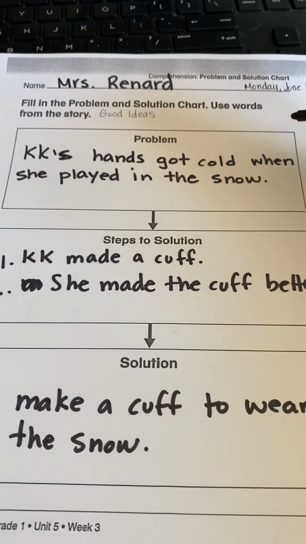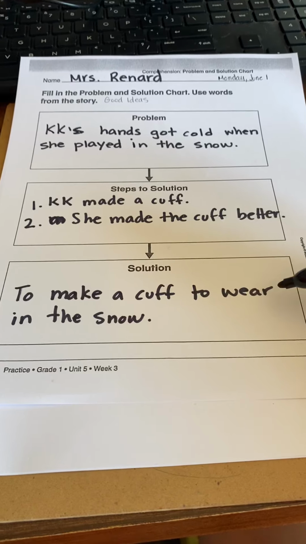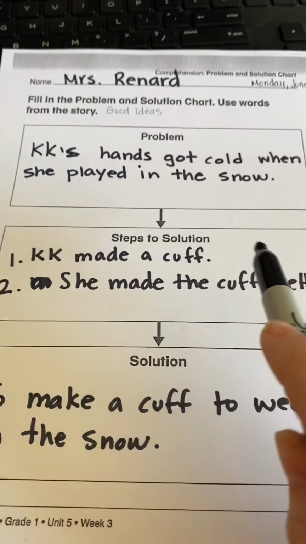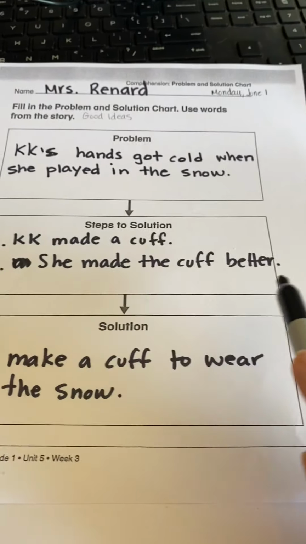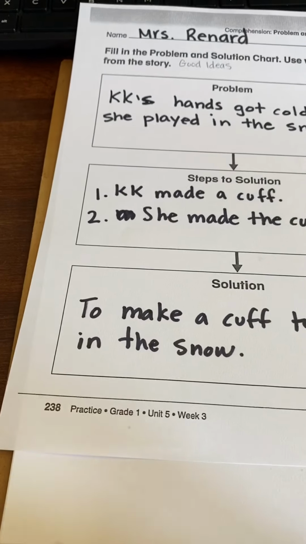The problem was her hands got cold when she played in the snow. The solution was to make a cuff to wear in the snow. And the steps were she made a cuff, and then when that didn't work very well, she made the cuff better. So that's how you're going to do page 238.